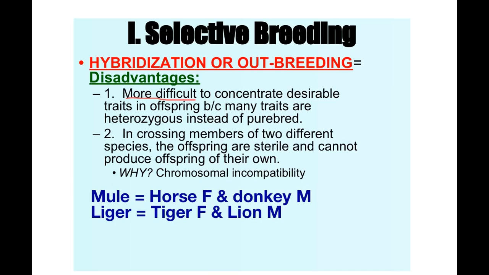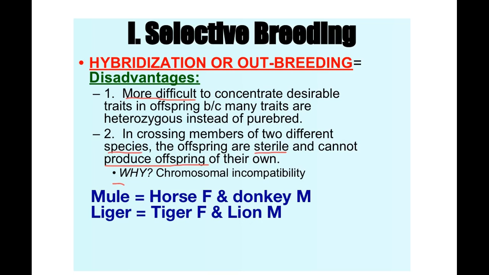You find a male cat and a female cat that have short hair, and chances are their kittens are going to have short hair. But when you're trying to outbreed or hybridize, it's more difficult to get 2 or 3 desired traits from 2 different types of parents. And number 2, if you cross members of different species, their offspring are often sterile, which means they cannot reproduce or have offspring of their own.